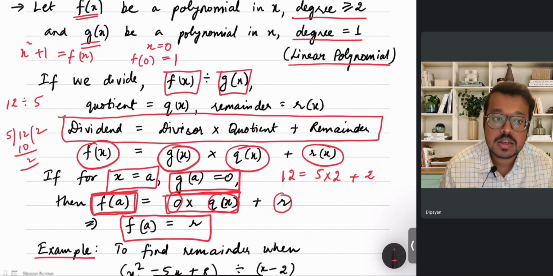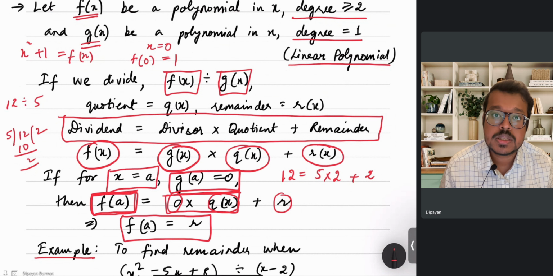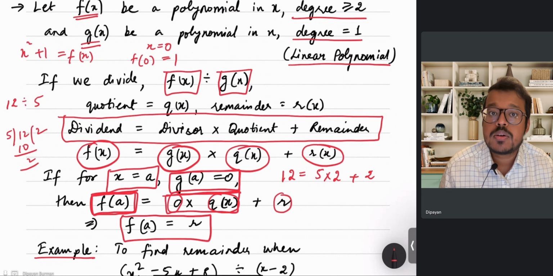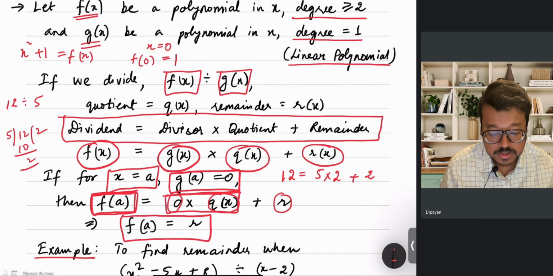Now 0 multiplied by anything is 0, so I will say that f of a will be exactly equal to the remainder r. So in conclusion, whenever we are dividing polynomials, if I am able to find out some value of x for which the divisor is 0, and that same value of x, if I am substituting in the dividend, that value of the dividend polynomial will be equal to the remainder of the division. So we are able to find out the remainder even without actually doing long division of polynomials. This is one way to find the remainder if we need to find it.